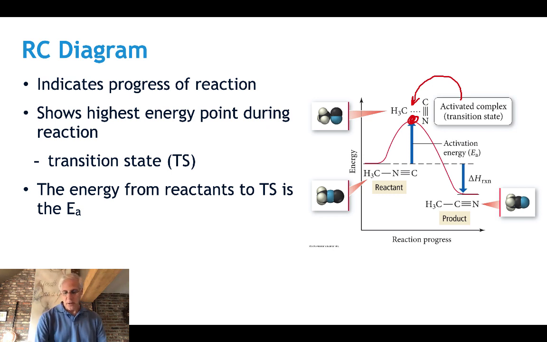Now, the energy it takes to get from the reactants up to the transition state is what we call the activation energy. So it has lots of different meanings or different representations. So this energy here is what we call our activation energy, and it's something that we can measure directly off of the reaction coordinate diagram.